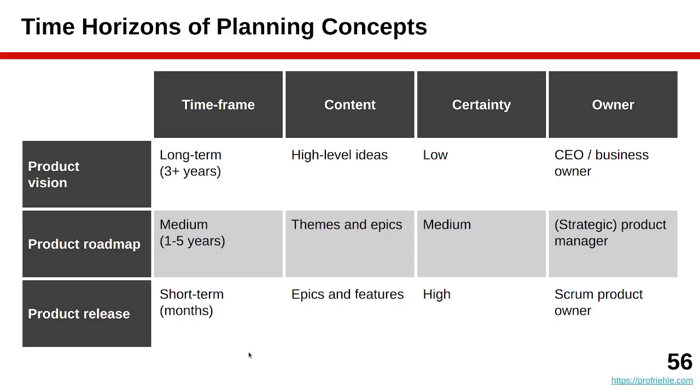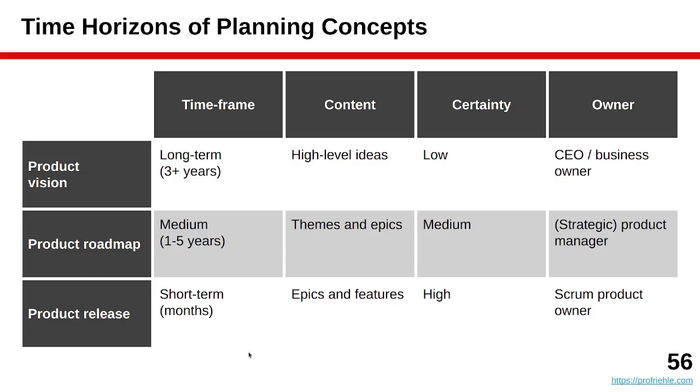What you work on is also different. The vision is basically high-level ideas. The roadmap is major themes and epics. And the product release is smaller epics and features. Inversely to that abstractness is the certainty. You know, the vision, you have rather low certainty of achieving it, medium for a roadmap, and high for a product release. Most importantly, you have different people who are responsible for it and they need to work together.